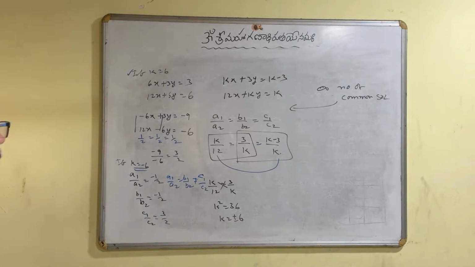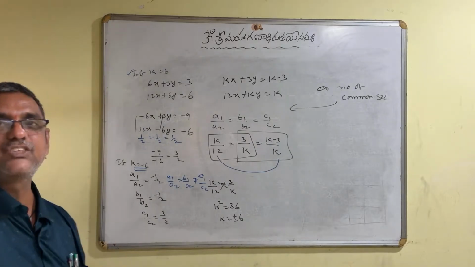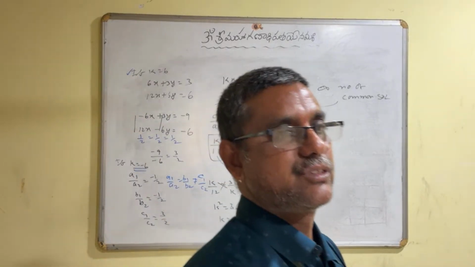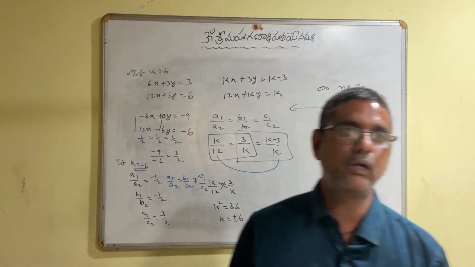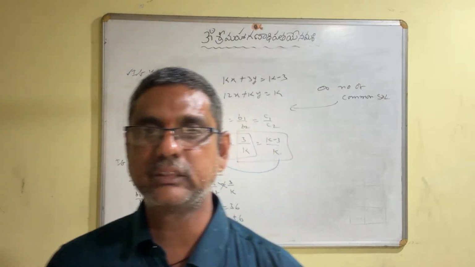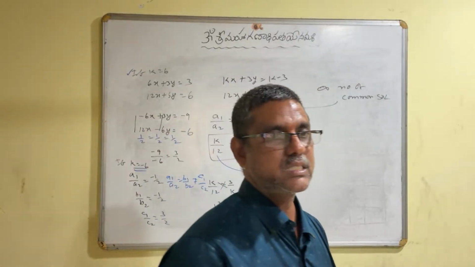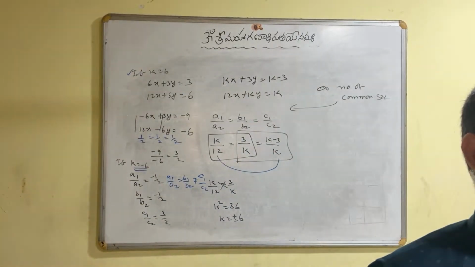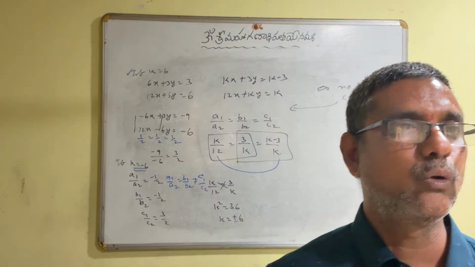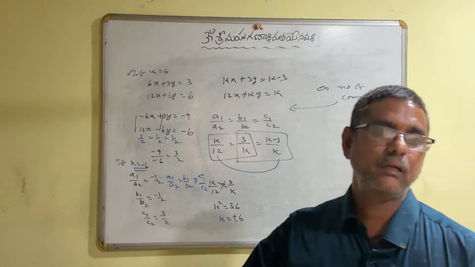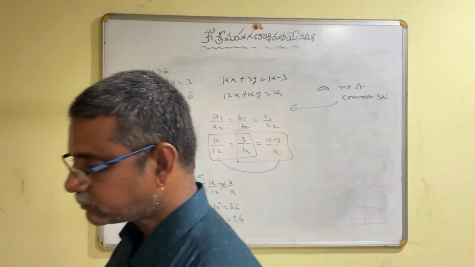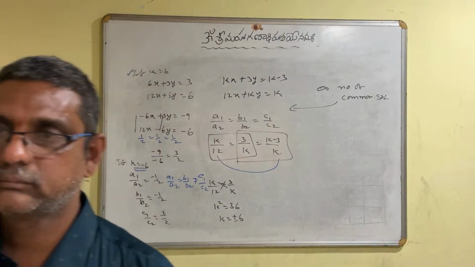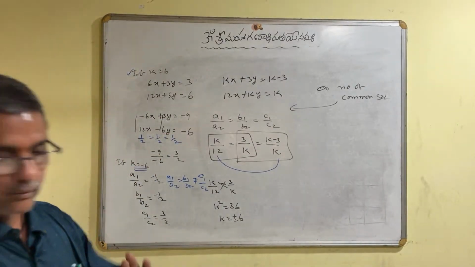So we cannot consider k is equal to negative 6, because of this reason. Understand? So the k value is only 6, not minus 6. Is that understood? Good.